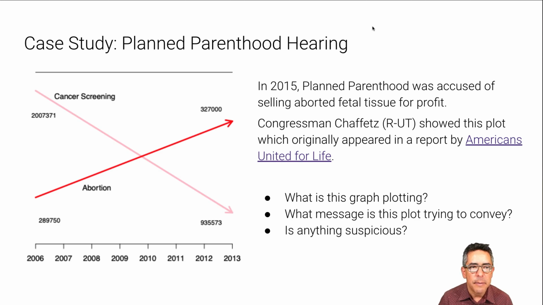data. So when we look at data, we should think very carefully about how we are representing the scale. We're going to illustrate that with this case study that is based on data from the Planned Parenthood organization. In 2015, they were accused, and there were congressional hearings about them selling aborted fetal tissue for profit. And Congressman Chaffetz showed this plot, which had appeared in a report from an organization called Americans United for Life.